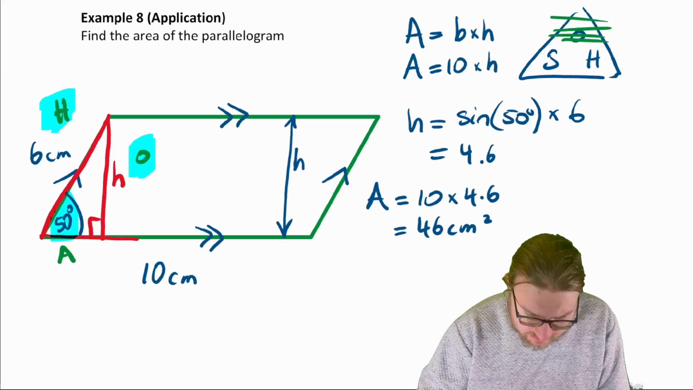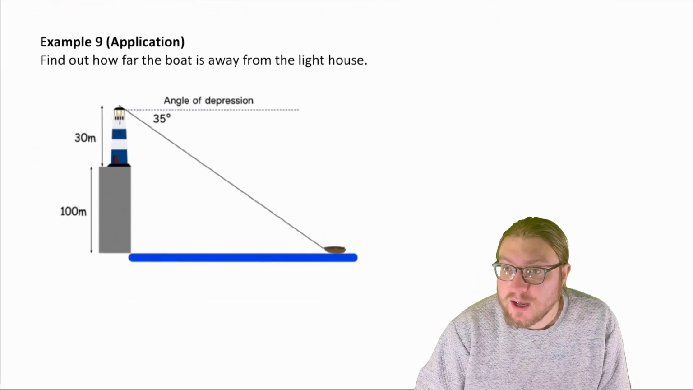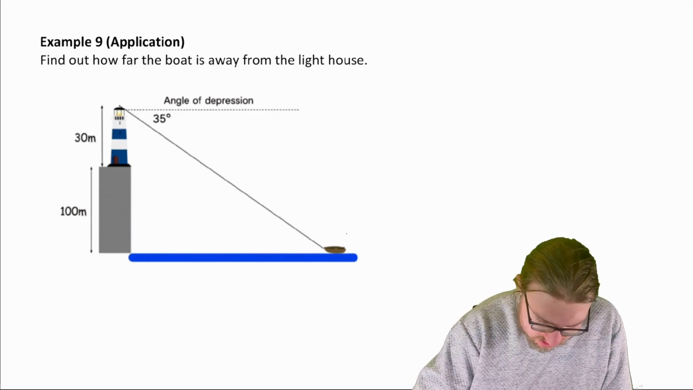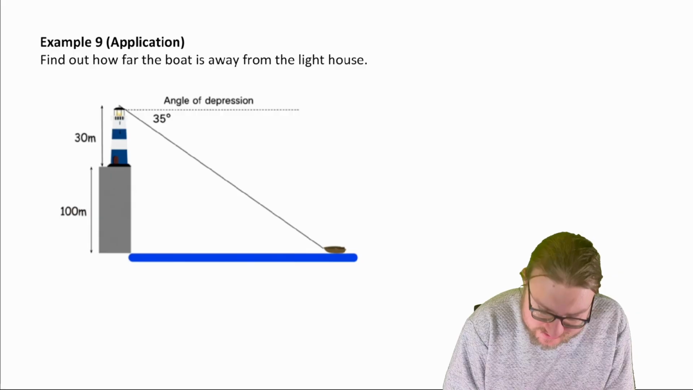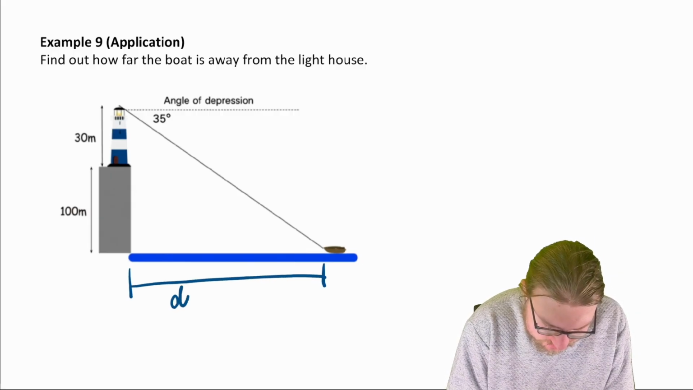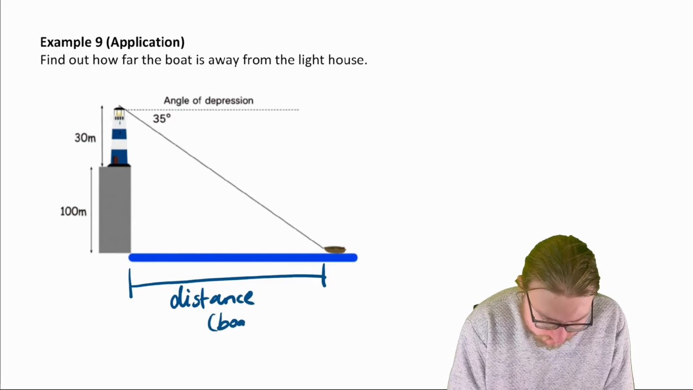Okay, let's do something a little bit more difficult. Find out how far the boat is away from the lighthouse. So we have a boat here and a lighthouse, and we want to have a look at how much the distance is. So what we're interested in is this, which is the distance of the boat. The distance of the boat. There we go.